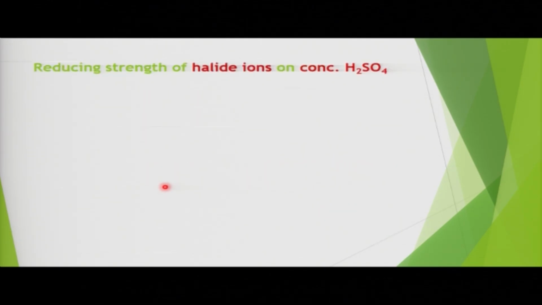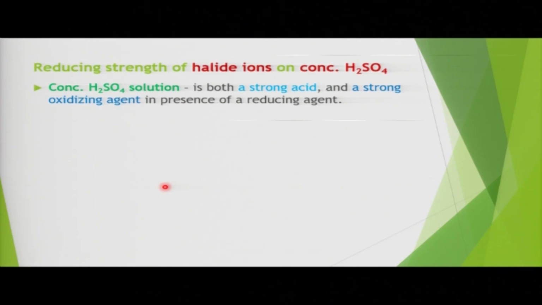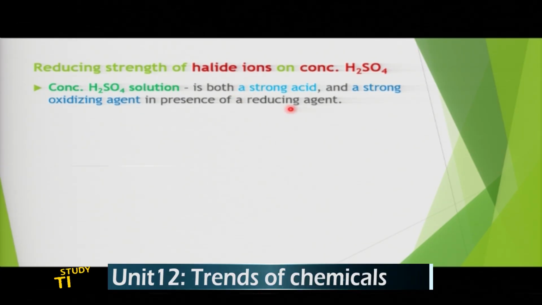So let's try and see how exactly that principle works. We are looking at the reducing strength of the halide ions on concentrated sulfuric acid. Something you need to understand is that concentrated sulfuric acid has two prominent reactions. It can act as a strong acid, or as an oxidizing agent, provided there is a reducing agent. In this case, we should be using halide ions as reducing agents.